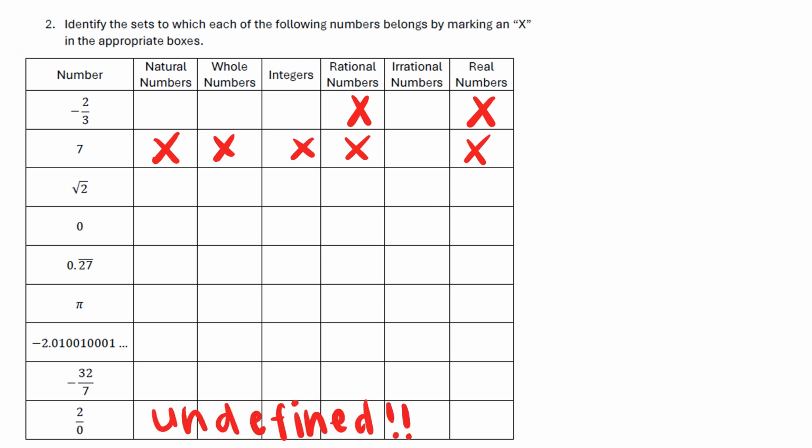Now, I did just want to remind you about this last row in the table. This number, 2 divided by 0, is undefined. We're not allowed to divide by 0. So I just wanted to have this one as an example of something that is not natural, not whole, not an integer, not a rational number, not an irrational number, or real. Just an example of something that's none of those things.